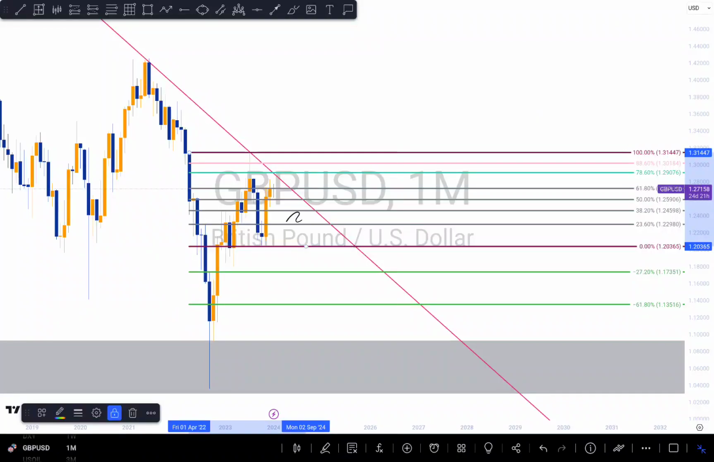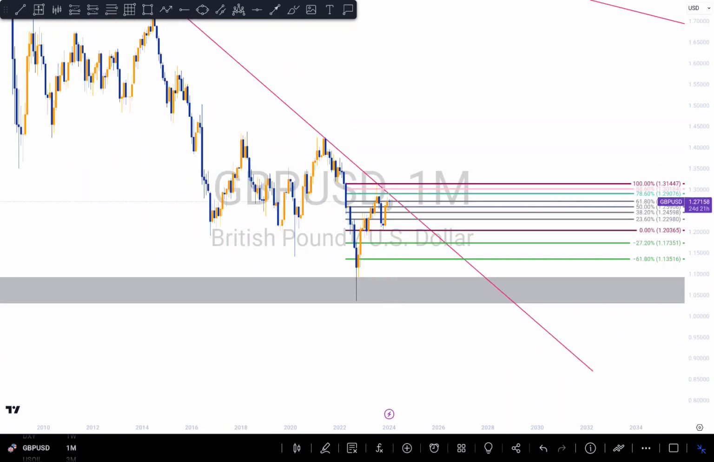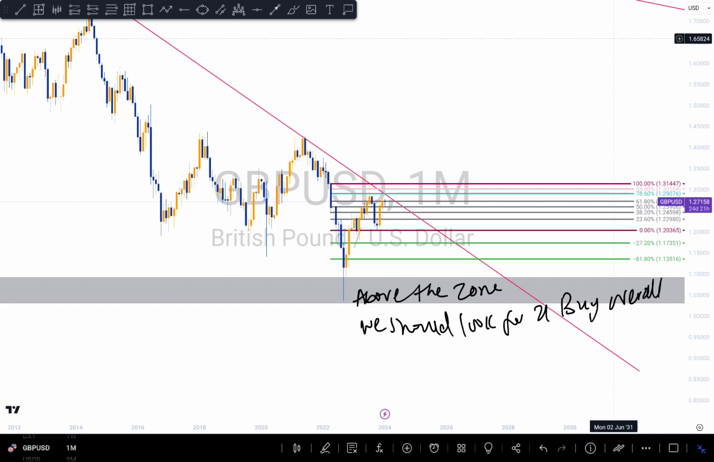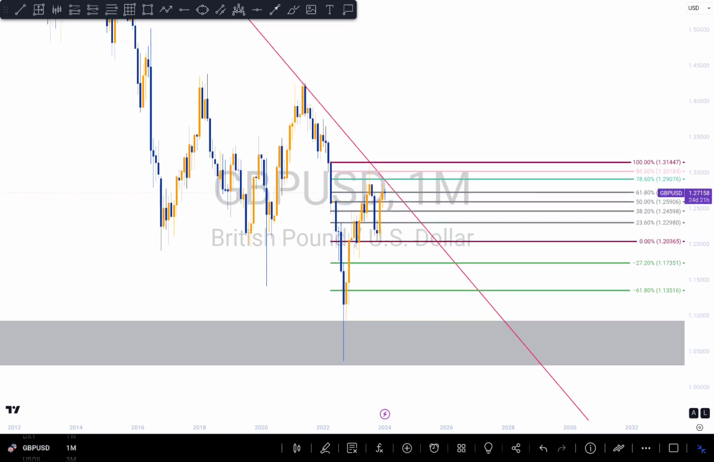Or there's a possibility that it might still fall to give us the W pattern for us to continue to push to the upside. So just like I mentioned, as long as we are still above the zone, we should look for a buy overall. So as long as we are above that zone.